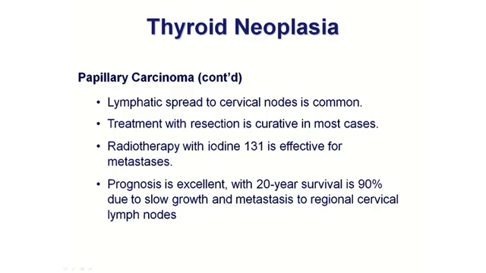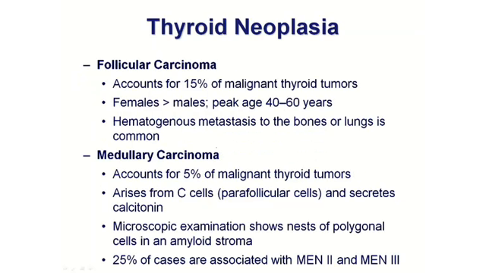Now, this tumor typically spreads via lymphatics. Treatment with resection typically is curative in most cases. Radiotherapy with iodine-131 is also effective for the metastatic lesions. Now, because the tumor spreads slowly via the lymphatics, the prognosis is excellent, and patients have a 20-year survival rate of about 90%, as opposed to our follicular carcinoma.